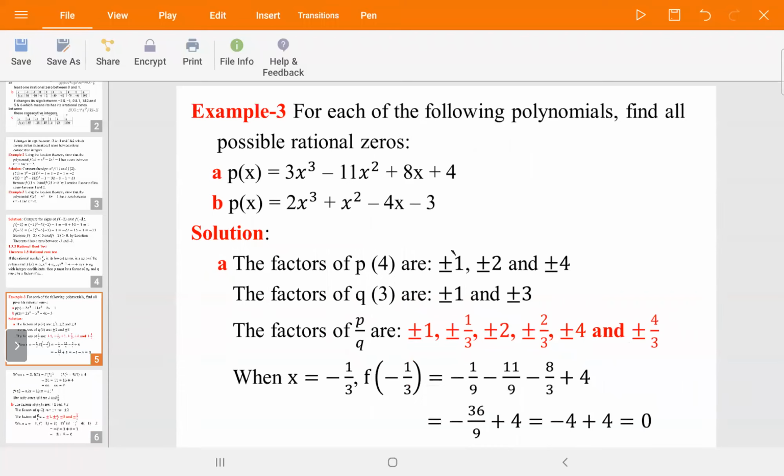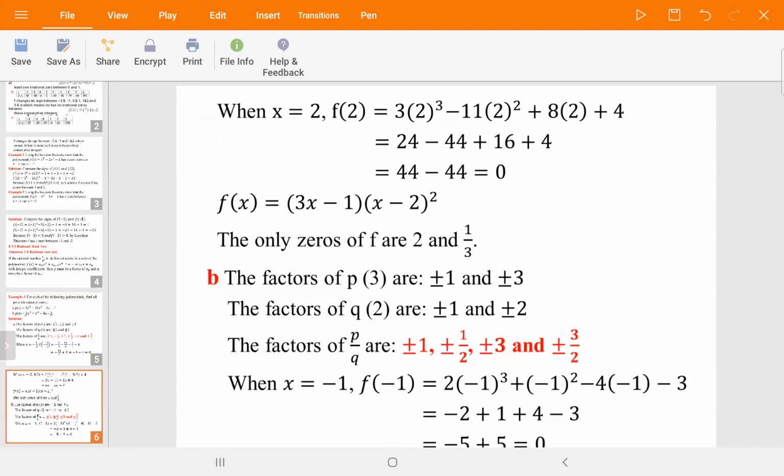Again, for this polynomial, all of its coefficients are integers. Then list the factors of p, that is 3, and the factors of q, which is 2. Then we list the factors of p over q. The factors of p, that is 3, are plus or minus 1 and plus or minus 3. The factors of q, which is in this case 2, are plus or minus 1 and plus or minus 2.